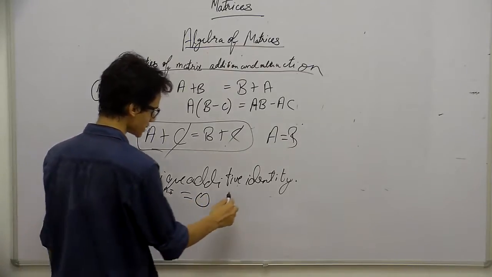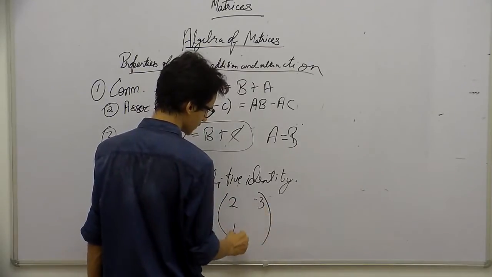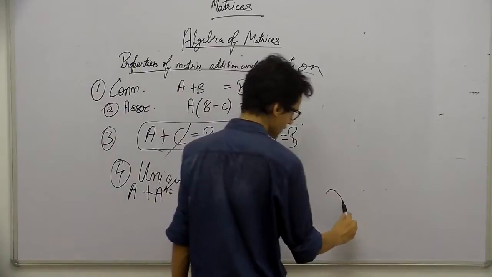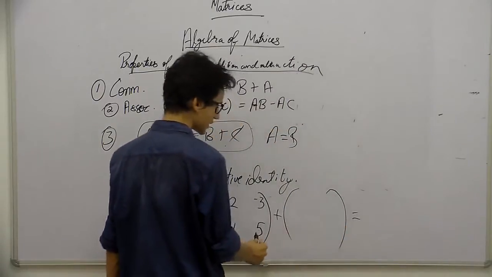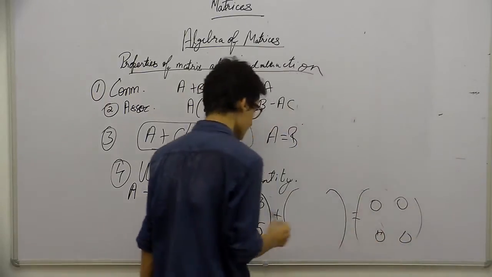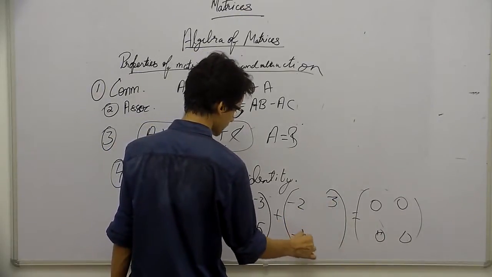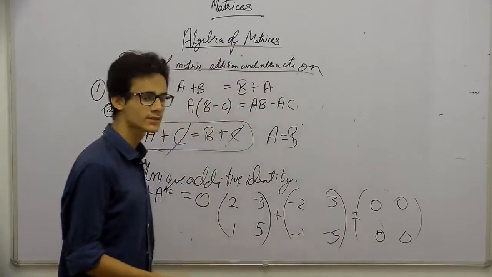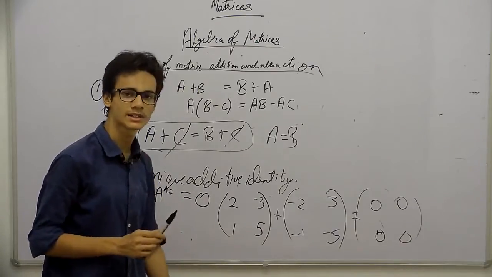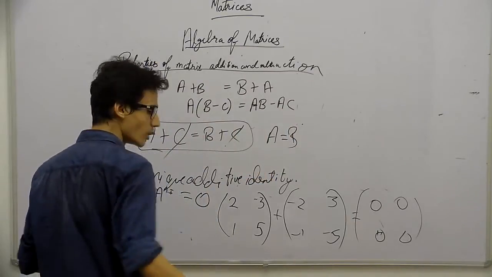For example, if the matrix A is [2, -3; 1, 5], there exists a unique matrix which, when added to this matrix, gives us the null matrix. So in this case, what is the additive inverse? [-2, 3; -1, -5]. This is the additive inverse of this particular matrix. So there exists a unique additive inverse for every matrix available to us.